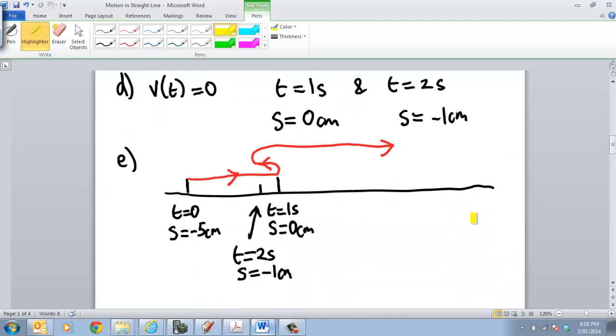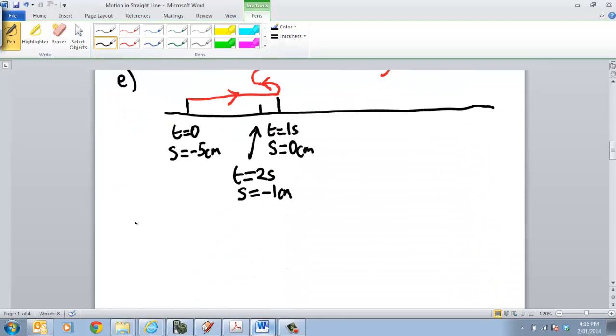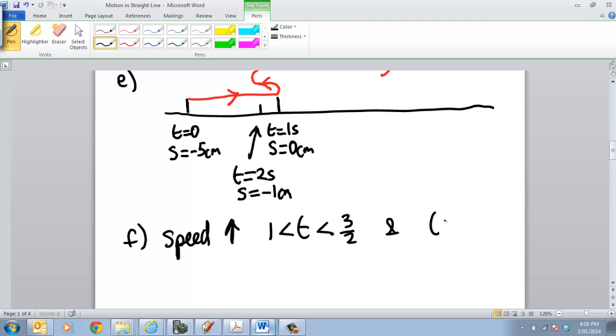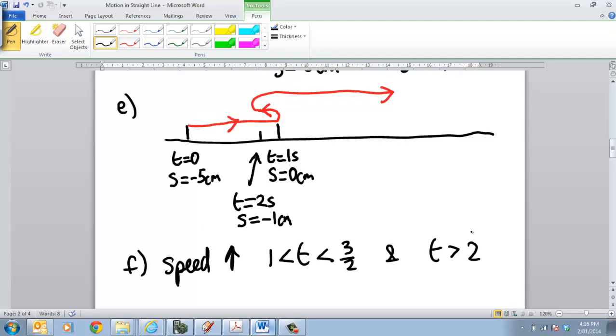So let's just write that down. Part F, the speed is increasing for t greater than 1 and less than 3/2, and when t is greater than 2. Obviously, the speed's decreasing at those other times.